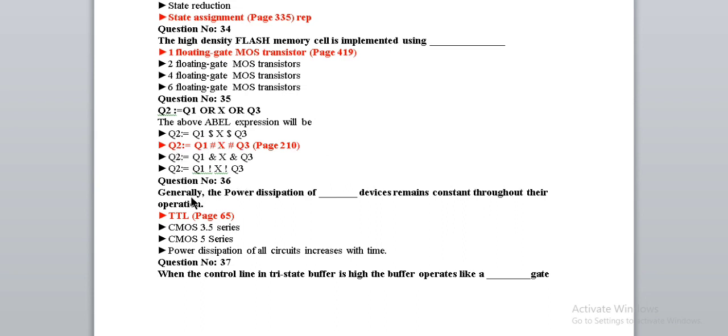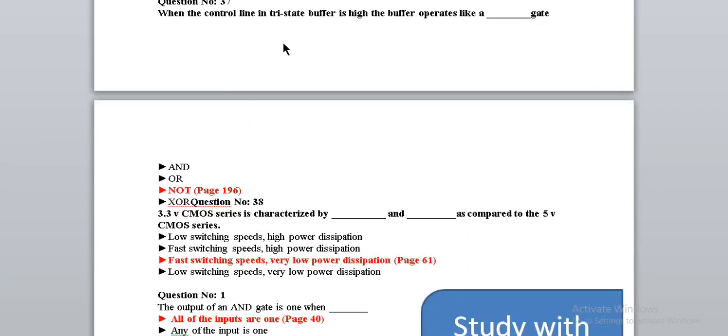Generally, the power dissipation of dash devices remains constant throughout their operation. TTL. When the control line in a tri-state buffer is high, the buffer operates like a dash gate. NOT gate. 3.3 volt CMOS series is characterized by dash and dash as compared to 5 volt CMOS series. Fast switching speeds, very low power dissipation.